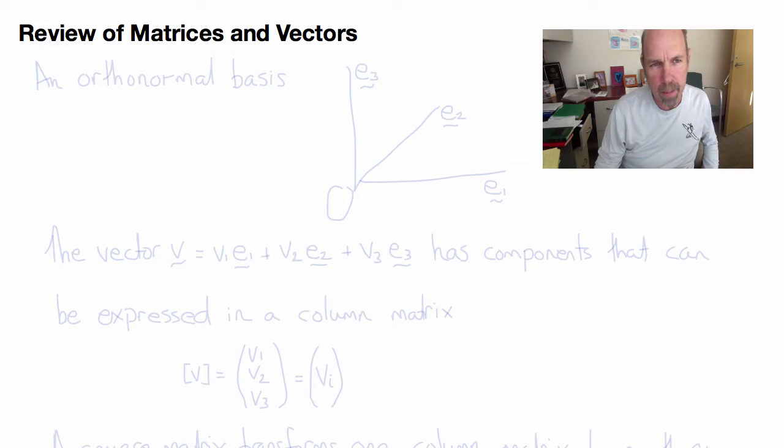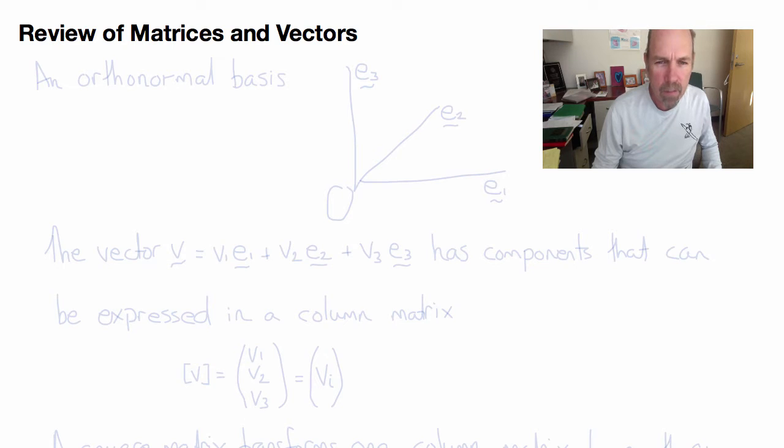Welcome back to BE 110 Continuum Mechanics. We need to review matrices and vectors because in continuum mechanics we're going to learn about tensors. And a tensor is to a square matrix what a vector is to a column matrix.